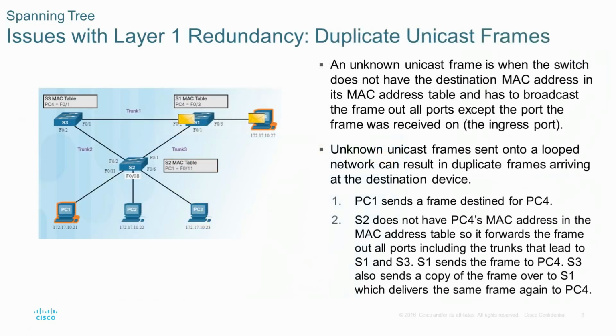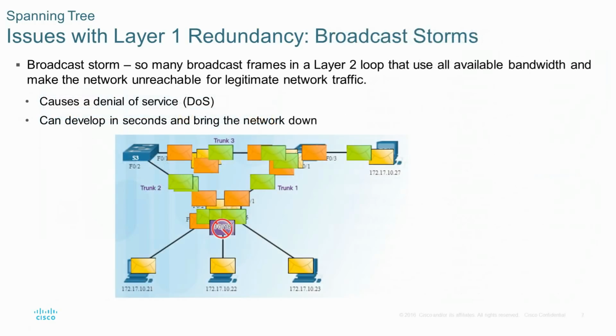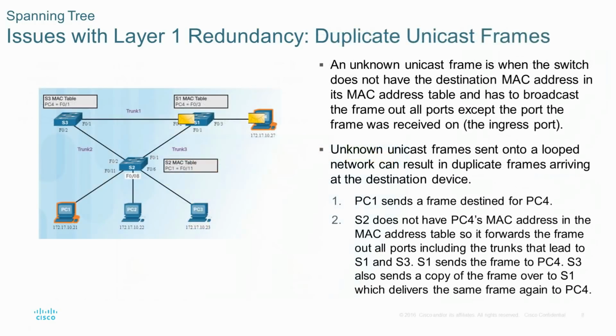And the issue with layer 3 is the duplicate unicast. This is the third issue. The first issue was MAC address instability, the second issue is broadcast storm, and the third issue with a layer 2 redundant network is duplicate unicast frames.